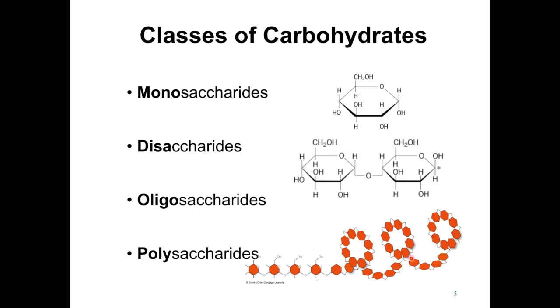Now, if you're talking about hundreds of these monosaccharides joined together, at this point you're talking about polysaccharides. They can go up to thousands. Glycogen can have 15,000 glucose molecules joined together, just to give you an idea of a polysaccharide.